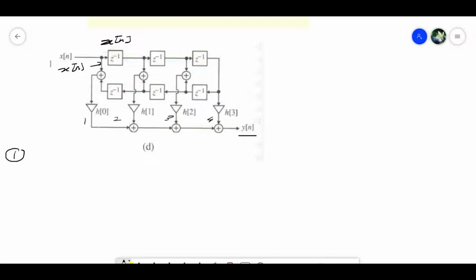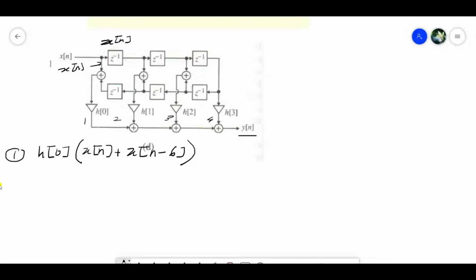So it is xn actually going into several unit delays. And how many unit delays? 1, 2, 3, 4, 5, 6, 6 unit delays. So at output 1, we actually have H0 times xn plus xn delayed 6 times. So that is what we have, right?